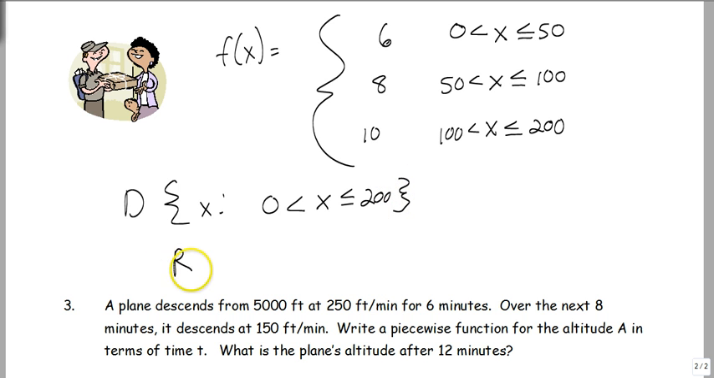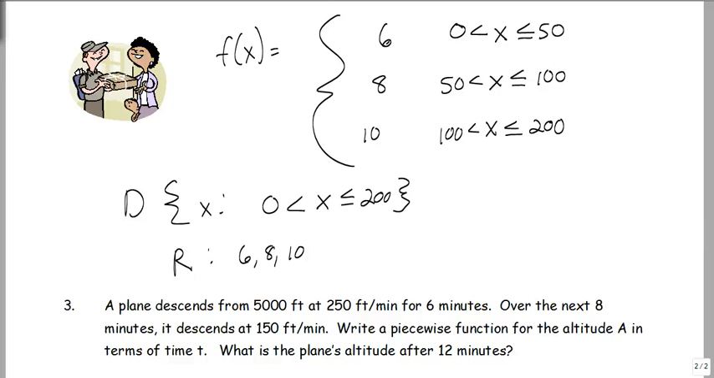And the range here is just 6, 8, or 10. Those are our 3 possible outputs for this problem. Okay, so that is why we use piecewise functions sometimes in the real world. Things like this, where you have different levels depending on how much you buy or how much you're using. Okay, so that is that problem.